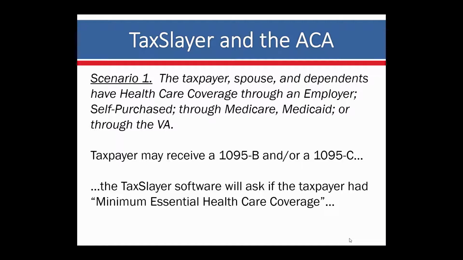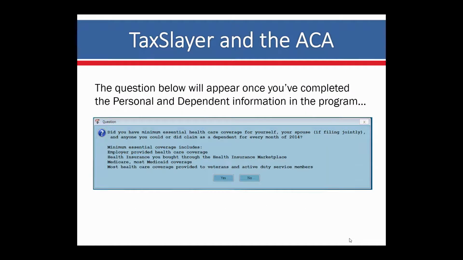The TaxSlayer software will ask if the taxpayer had minimum essential health care coverage. The question below will appear once you've completed the personal and dependent information in the program. Did you have minimum essential health care coverage for yourself, your spouse if filing jointly, and anyone you could or did claim as a dependent for every month of 2014? In this first scenario, we would answer yes to this question.